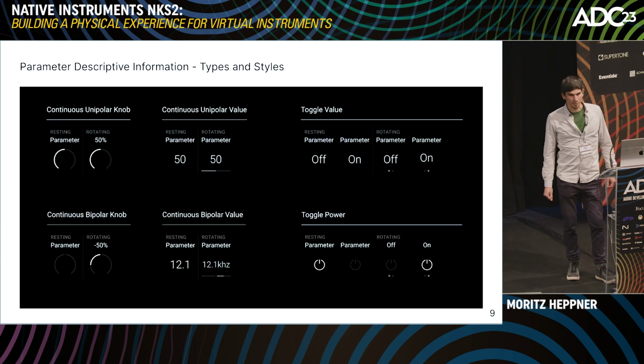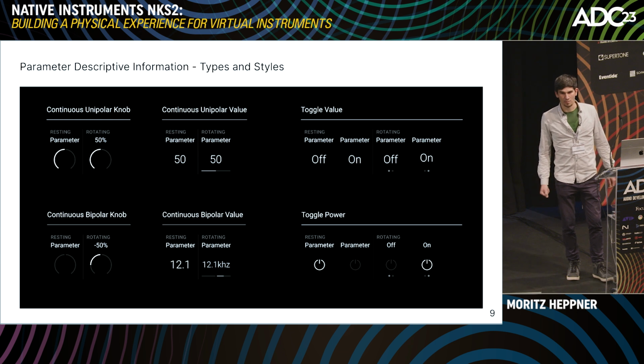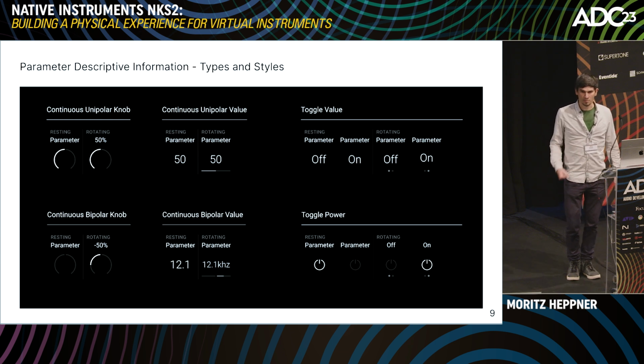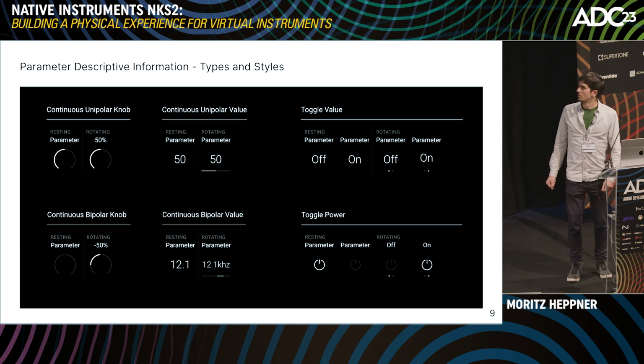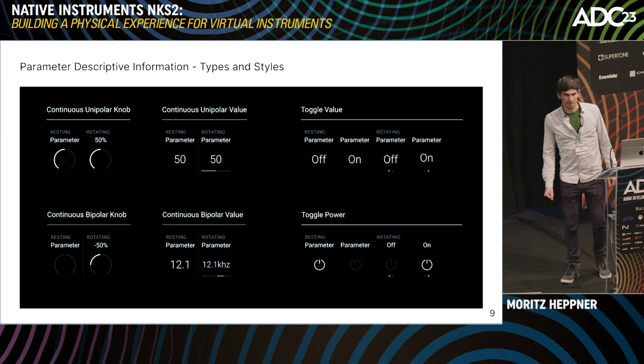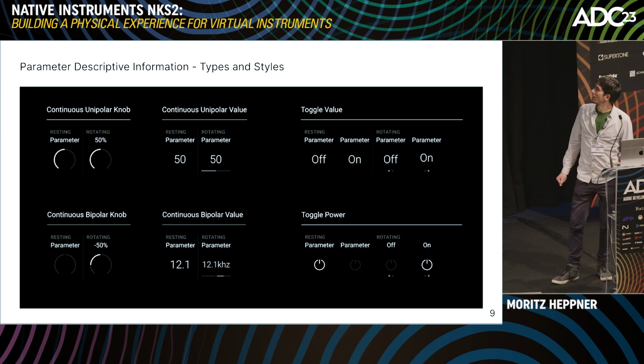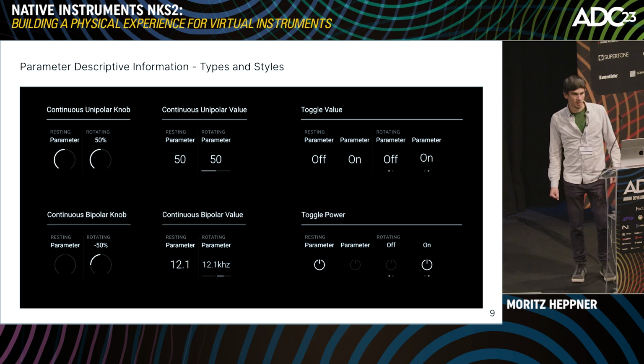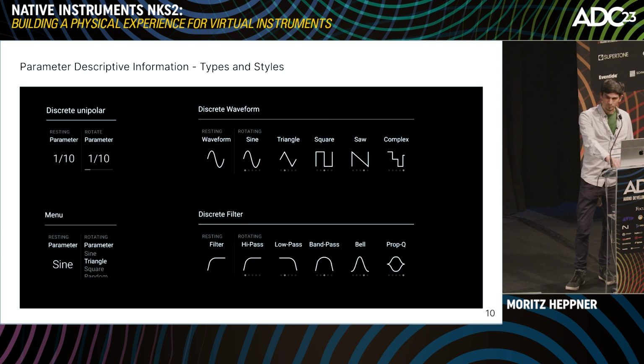And we see some examples here. So on the left, you see a continuous parameter being visualized as a knob. On the left side, on the top, there's the unipolar version, and on the bottom, the bipolar version. In the middle, there's a continuous parameter visualized as a value display. And on the very right, there's a toggle being visualized as a value display. And on the bottom, a toggle which is visualized by an icon looking like a power button.